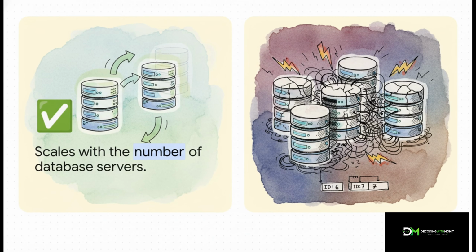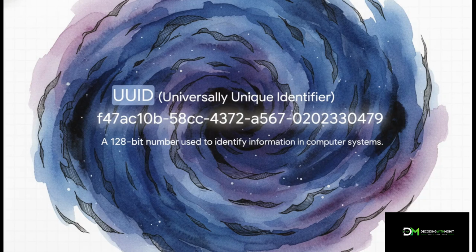But here's where it fails our checklist. It's a real headache to scale, especially across different data centers. And crucially, the IDs are not time sortable. An ID like 6 from the second server could be created after an ID like 7 from the first server. That makes sorting by time impossible. It's just too fragile for a big system. So, down it goes.